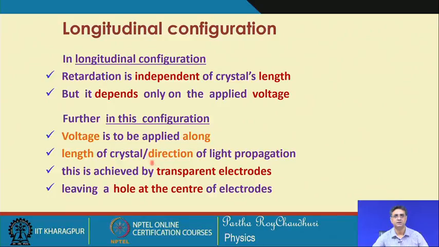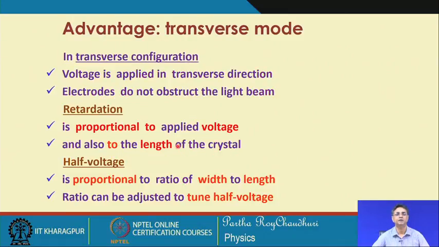So, put together, this is a small inconvenience from the design point of view in the longitudinal mode of operation, whereas in the transverse mode of operation this does not appear, because you apply the electric field from the transverse side, that is, sidewise. So in the transverse configuration the voltage is applied in the transverse direction, and the electrodes do not obstruct the light beam. This is the advantage, something positive about this mode of operation, in addition to the mathematical figure of merit and the performance, from the fabrication point of view.